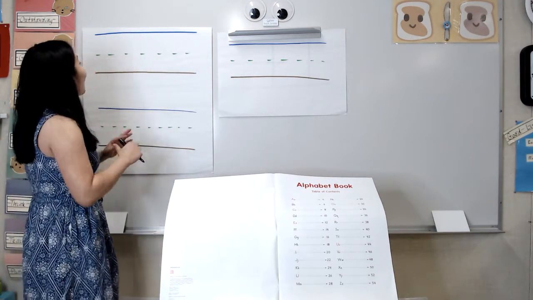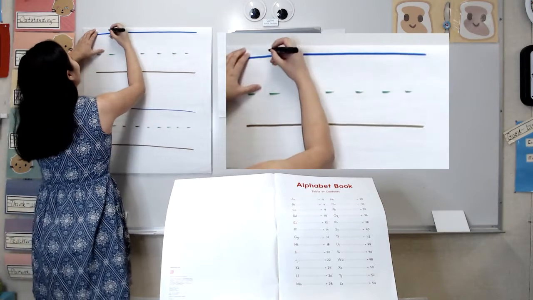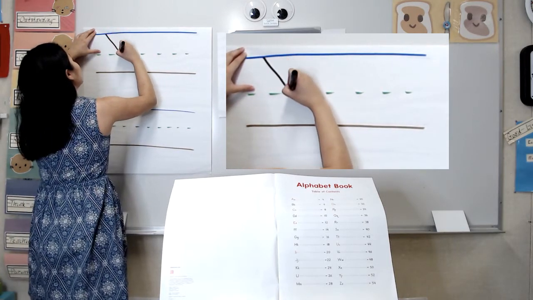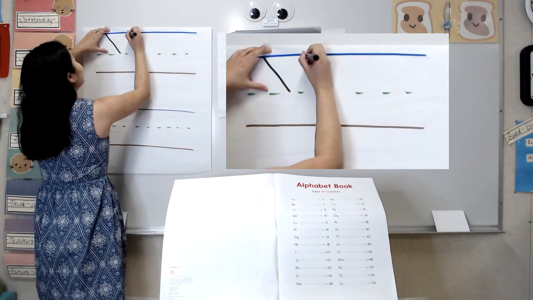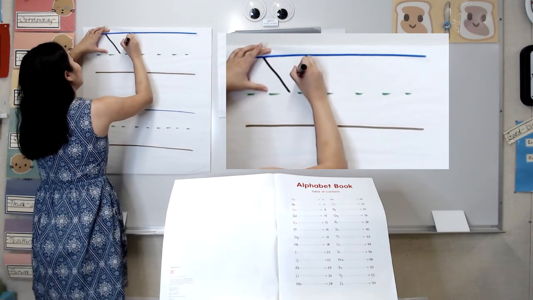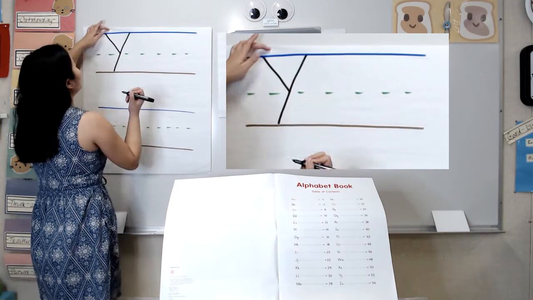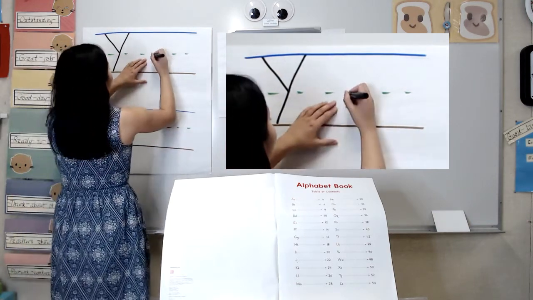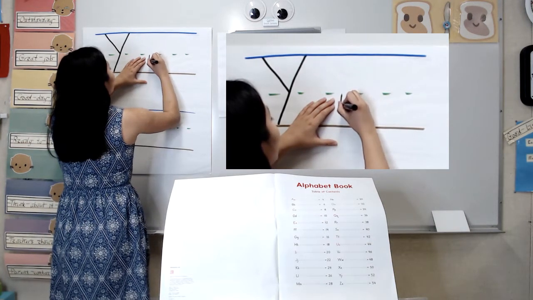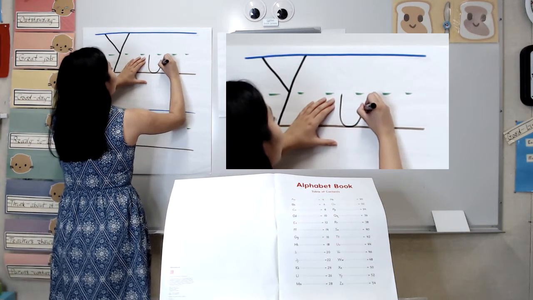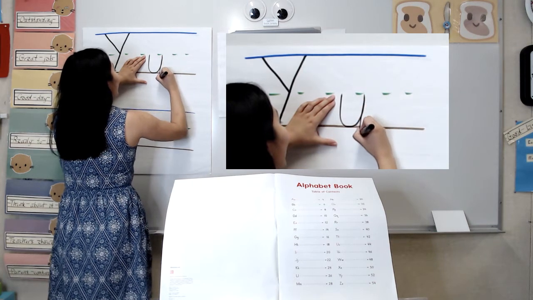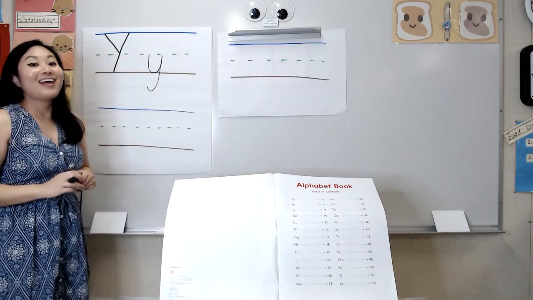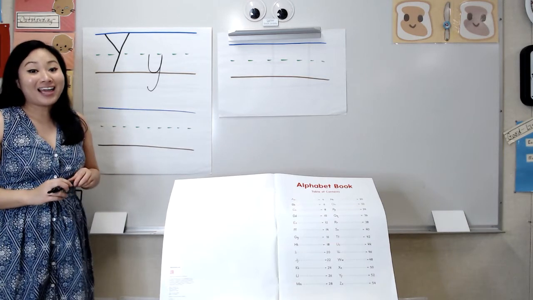For the letter Y, I start in the sky, diagonal to the grass, back to the sky, diagonal to the ground. For lowercase y, I start in the grass, curve down, curve up, slide and dig underground. This is the letter Y.